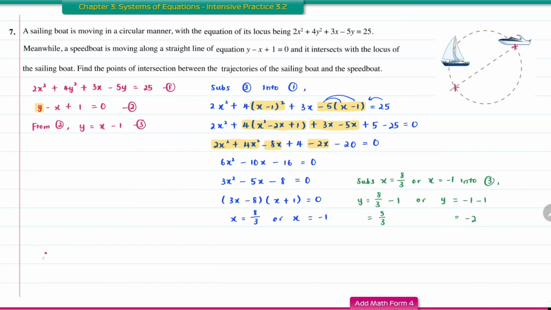Alright, so the point of intersection here is referring to the coordinate. So the first one is when the x is equal to 8 over 3, the y is equal to 5 over 3. And another point of intersection will be when the x is equal to -1, the y will equal to -2.